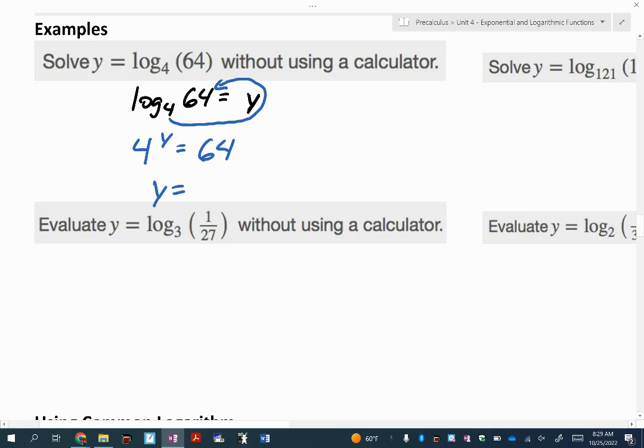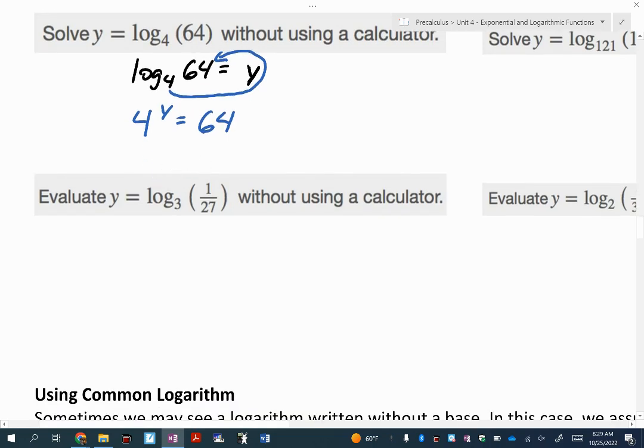So I'm trying to ask my brain, 4 to what power would give me 64? I know 4 to the second power is 16, and then 16 times another 4 is 64, so that means y is 3. All right, and again, this is asking for the exponent. So the exponent is 3.